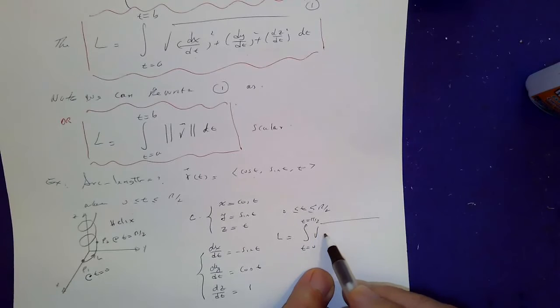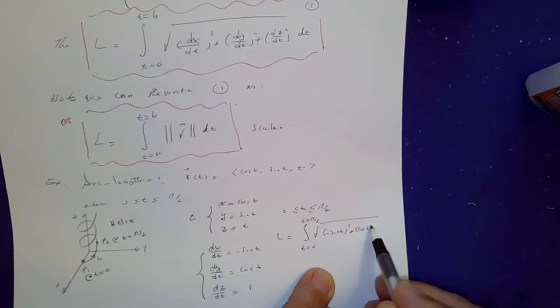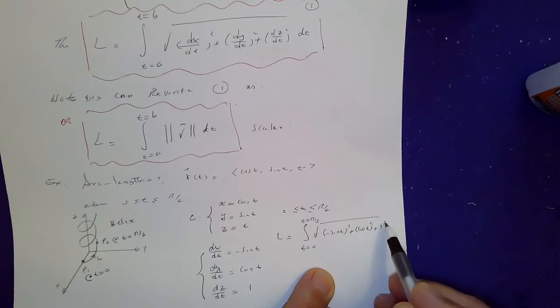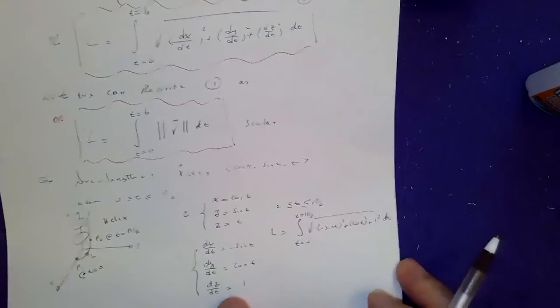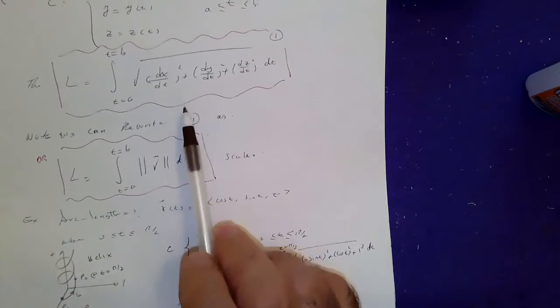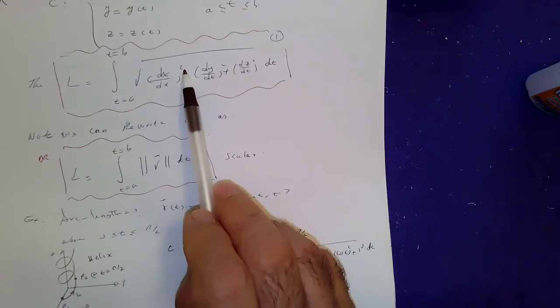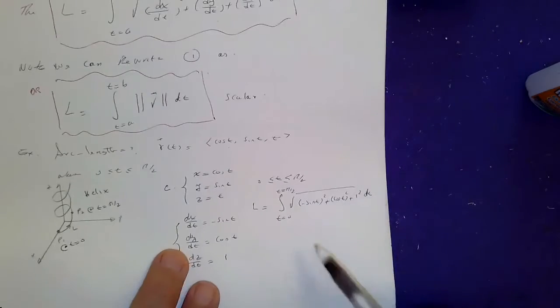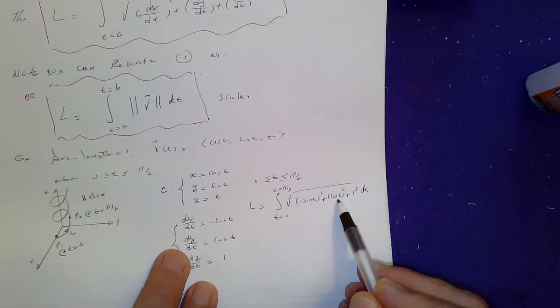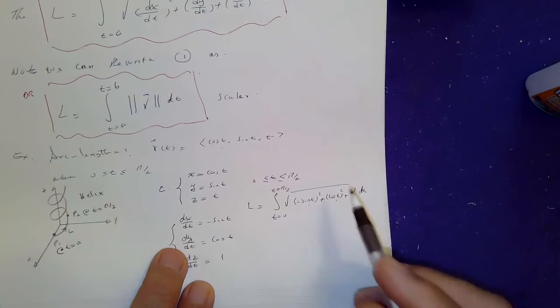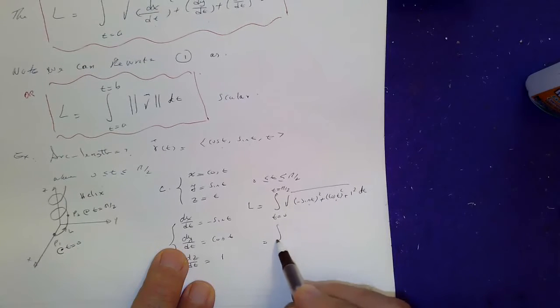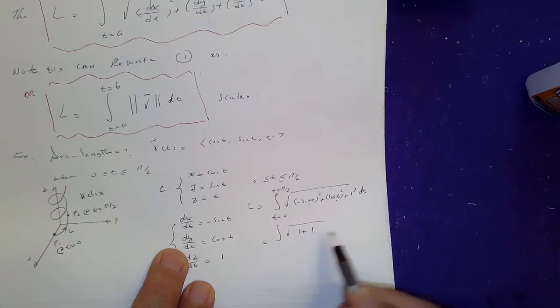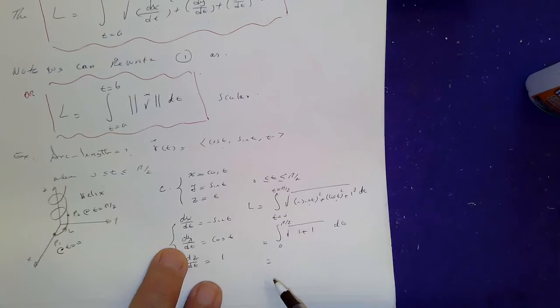So that would be negative sine t squared plus cosine t squared plus 1 squared dt. Because remember, the formula is dx/dt squared plus dy/dt squared plus dz/dt squared. Now, sine squared plus cosine squared from trigonometry classes is just 1. So this is 1 plus 1 dt, and you're going from 0 to pi over 2.